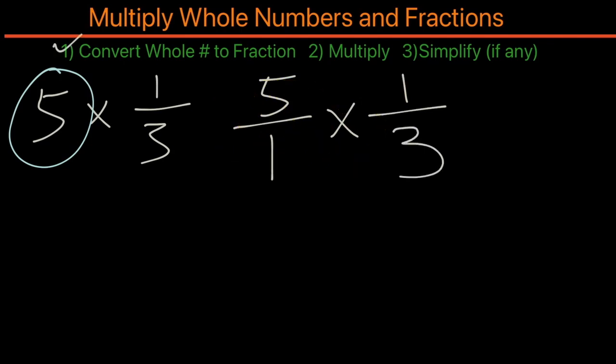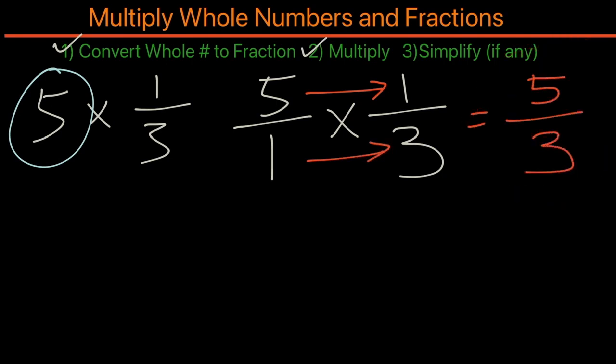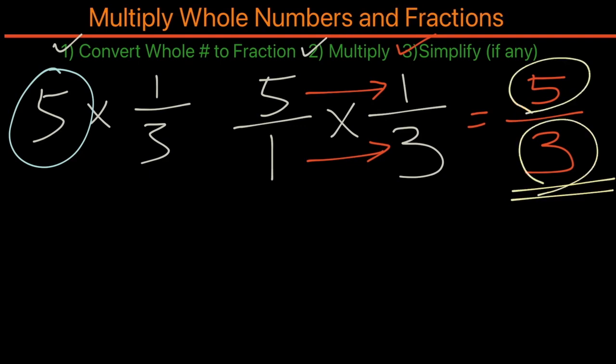So the next part that we wanted to do was to handle the multiplication. So what we would do is we would times 5 to 1 and 1 to 3, and that will give us 5 and 3. Next, we will try to simplify if we could. In this case, we have 5 and 3, so this is actually the final answer here. However, it is an improper fraction because the numerator is bigger than the denominator.